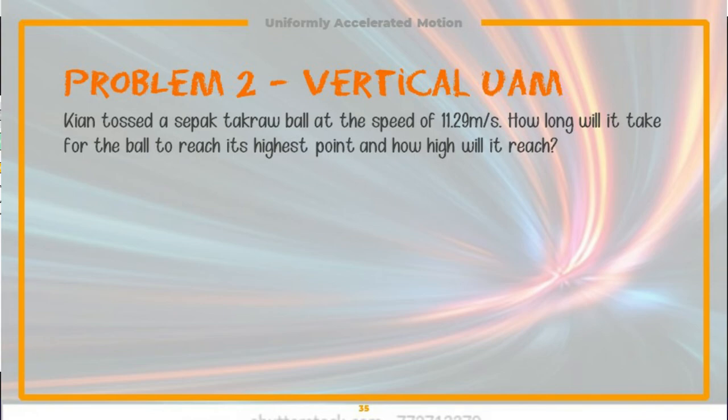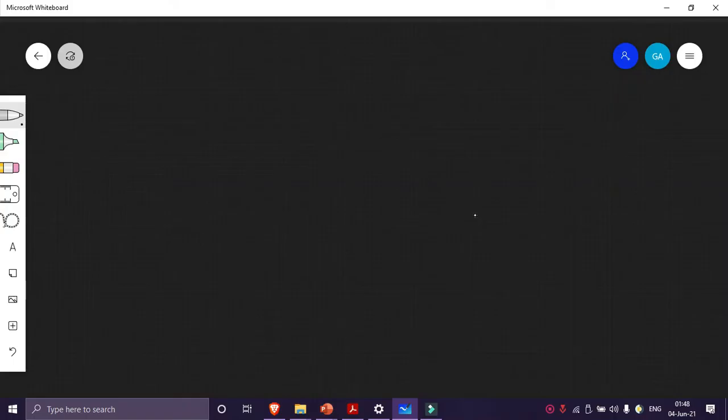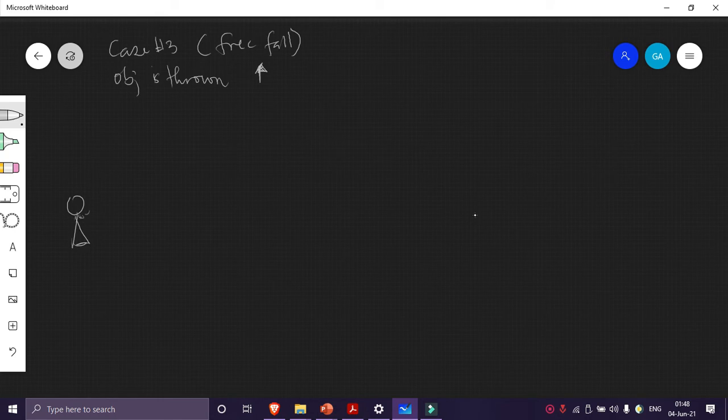Okay, so for those who do not know, this is the case of a free fall. So case number 3 for the free fall. The object is thrown upward. Okay? So hinagis pataas yung object. So if you're going to illustrate this, no, for example, ito si Kian. Yung bola, hinagis niya papunta sa taas.